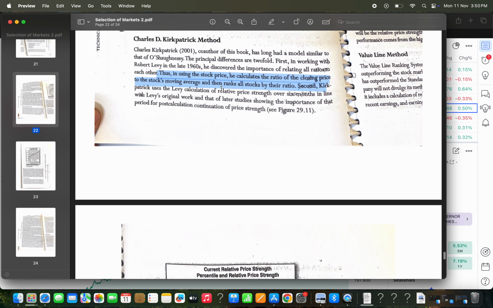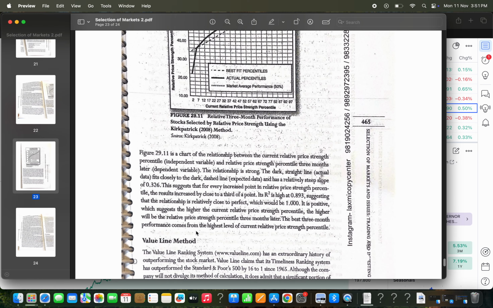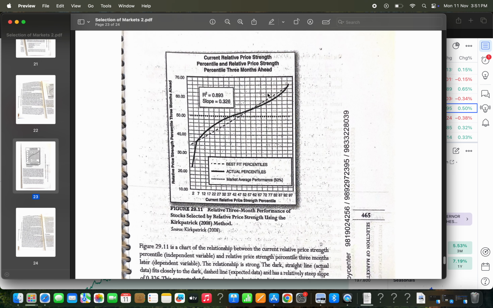So, the method used by Kirkpatrick is that he calculates the ratio of the closing price with respect to the moving average. Okay, so closing price divided by the moving average and then ranking all of them, you get the Charles D. Kirkpatrick method. Okay, and then you plot it down and you are going to basically find the best fit, actual percentage and the market average percentages.